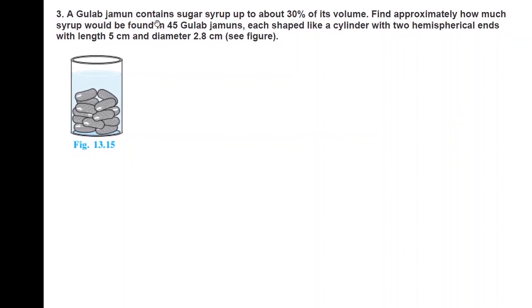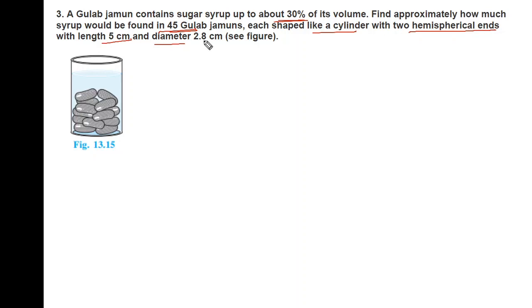Okay, now you have question number 3. A gulab jamun contains sugar syrup. You know that gulab jamun contains sugar syrup up to about 33% of its volume. Find approximately how much syrup would be found in 45 gulab jamun, each shaped like a cylinder with two hemispherical ends with length 5 cm and diameter 2.8 cm.